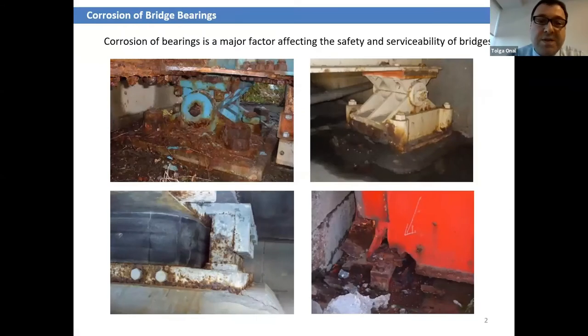Corrosion of bearings is a major factor affecting the safety and serviceability of bridges. The bridge bearings are usually located in areas that are poorly ventilated and have the potential to collect moisture, debris, and water, and as can be seen in the photos, these factors lead to heavy corrosion problems.